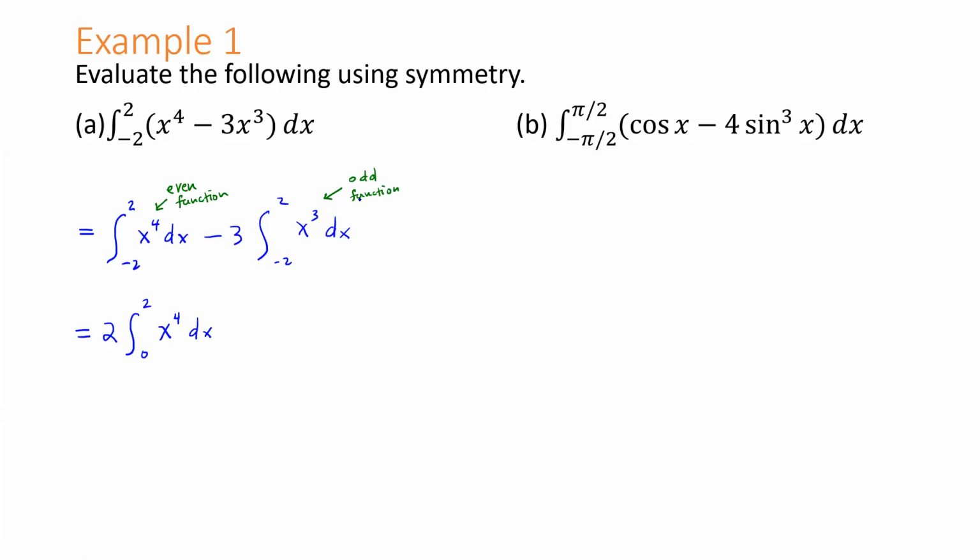For an odd function, it's going to be 0. Right? So then I just have to do 2 times the integral from 0 to 2 of x to the fourth. So now that's sort of simplified the amount of work that I have to do to evaluate this integral. So we get 2 times, let's see, this will be x to the fifth over 5. And then from 0 to 2.